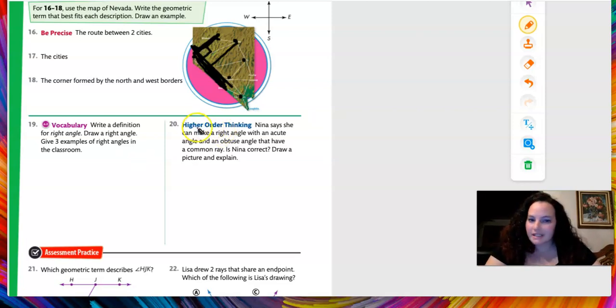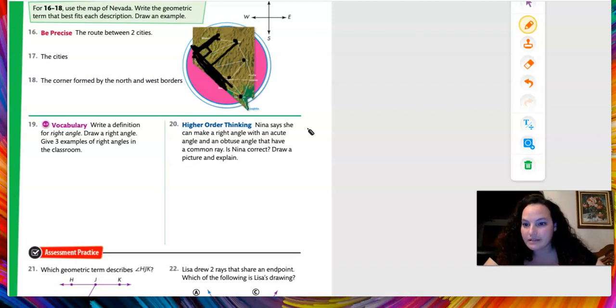Number 20, this is the higher order thinking one, so this is going to make you think a little bit harder, and it might have a couple of steps to it. But you can easily solve problems using our problem-solving formula. Remember, first, you want to find the question. What is it asking you? Nina says she can make a right angle with an acute angle and an obtuse angle that have a common ray. Is Nina correct? Draw a picture and explain.